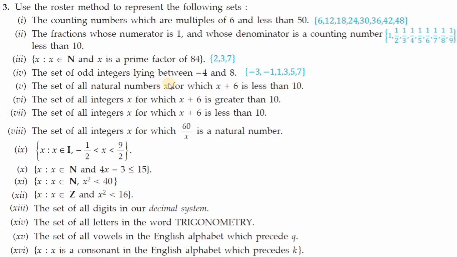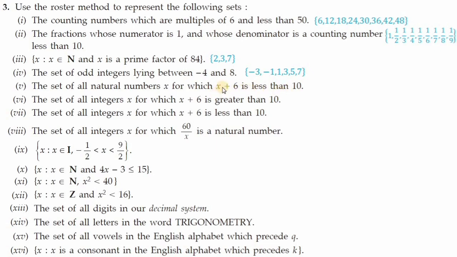Now if x is equal to 2, then this becomes 2 plus 6, which is 8. Again, it is less than 10. So that's why in my set, I can include 2 as well. Similarly, you can put 3. Yes, because 3 plus 6 is 9, which is again less than 10.